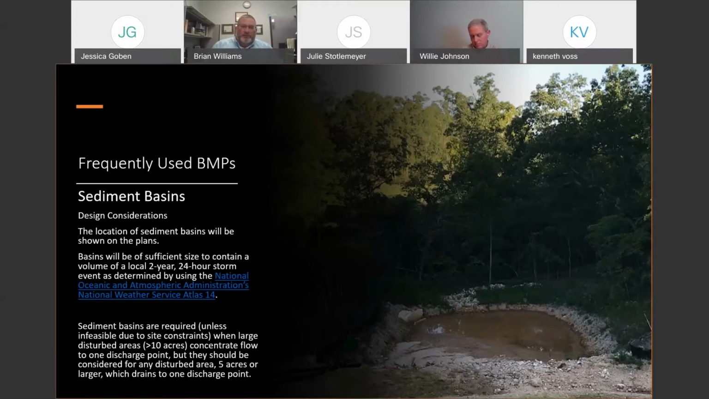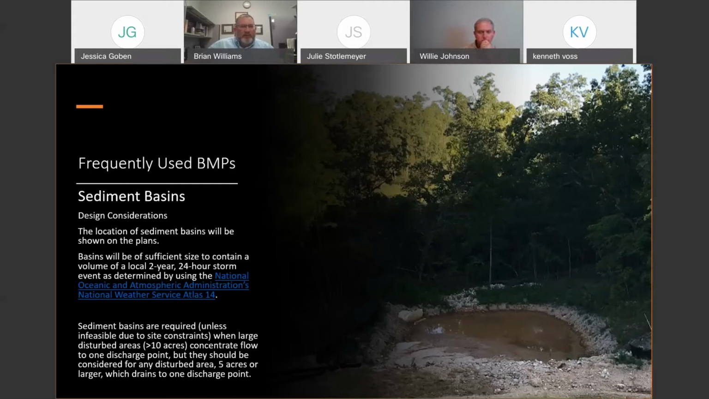So I know we're still using the nomographs today, and by no means are we talking about asking people to change the design concepts for ditches and those things. But for sediment basins, sediment traps, any of those BMPs where we have to size, we have to use NOAA Atlas 14 to be compliant with the permit.